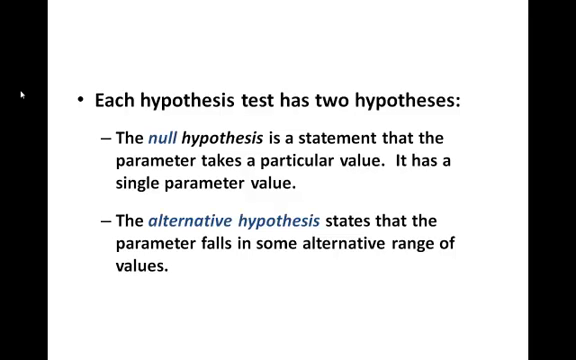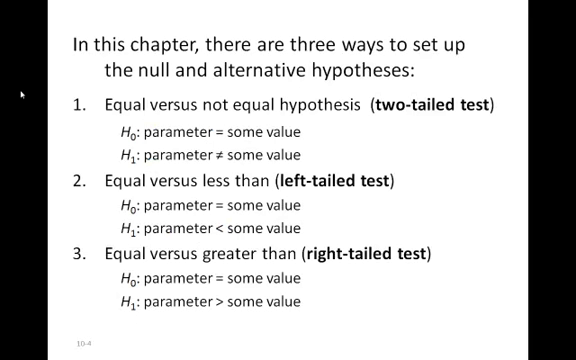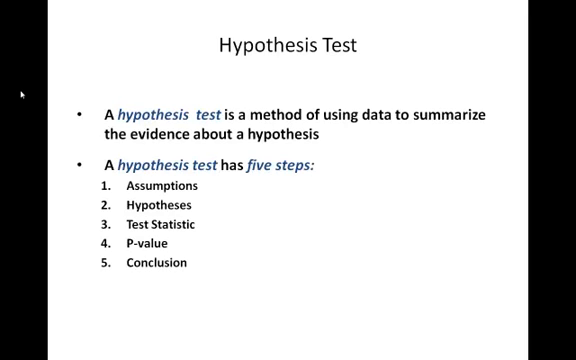You start by writing two hypotheses. A null hypothesis, which always has an equal sign in it, and an alternative hypothesis, which always has a less than, a greater than, or a not equal sign in it. Depending on the sign in your alternative hypothesis, you're looking at one of these three types of tests: two-tailed, left-tailed, or right-tailed. So basically, when you do a hypothesis test, there are 5 steps: assumptions, hypothesis, test statistic, p-value, and conclusion.